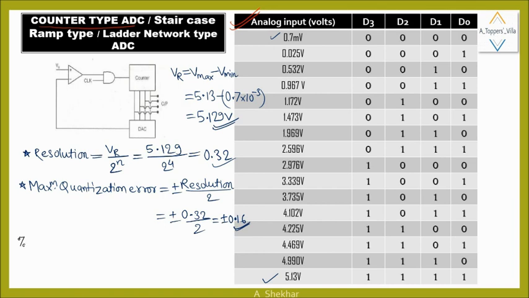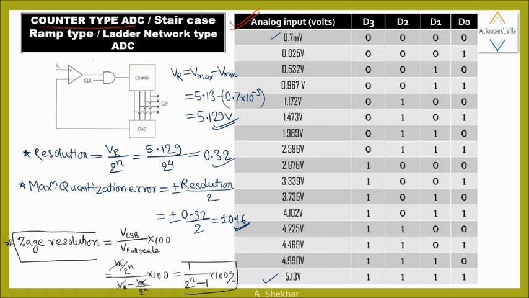Now you can take a note point that you can calculate percentage resolution by using a common formula which is valid everywhere. So for this case of 4-bit counter type ADC, we can calculate the percentage resolution to be 1 upon 2 raised to power 4 minus 1 into 100, which can be calculated to be 6.67%.